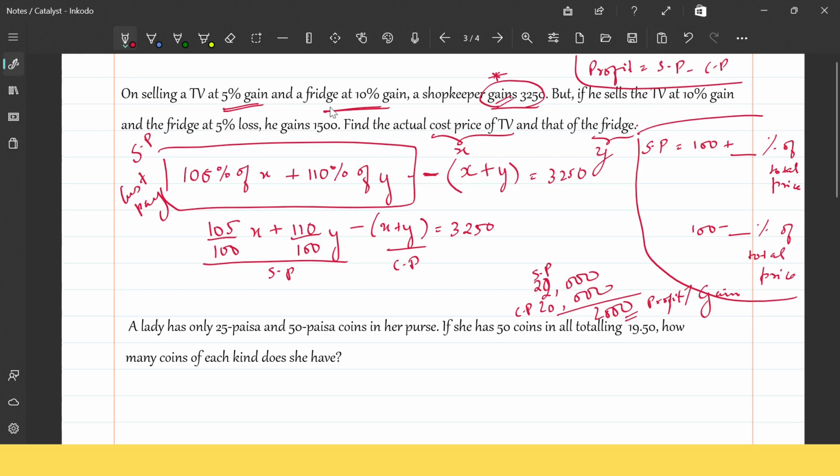Now next equation, let us frame it. Let me quickly erase this part so that you can see the equations.